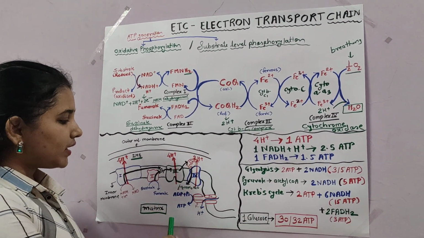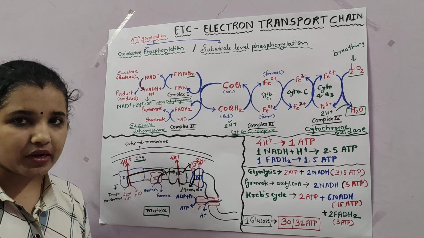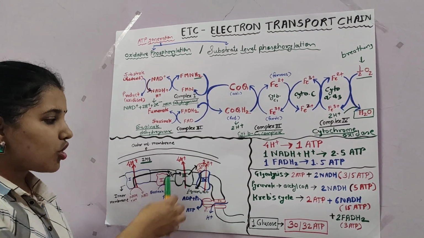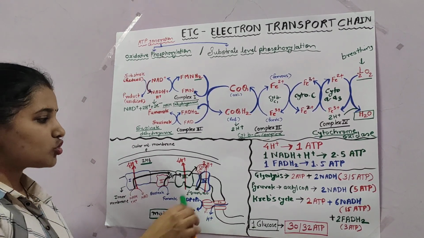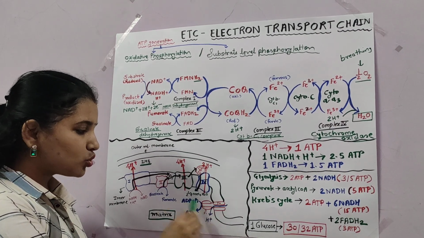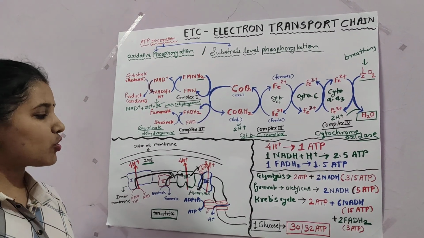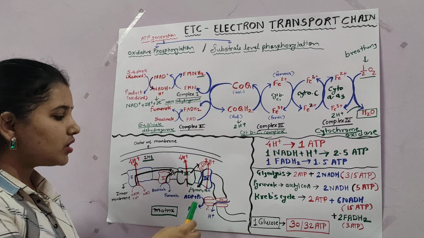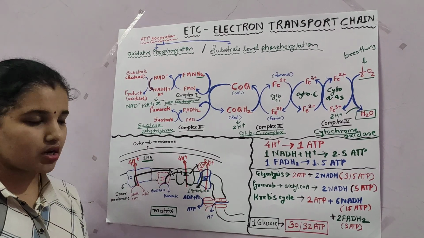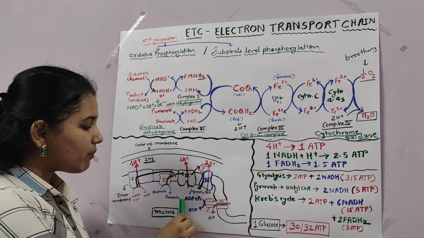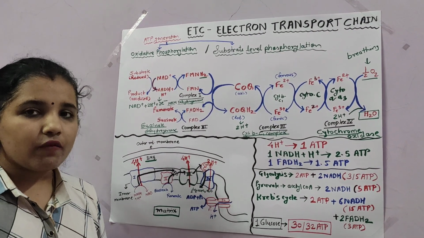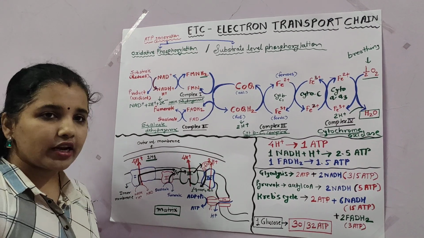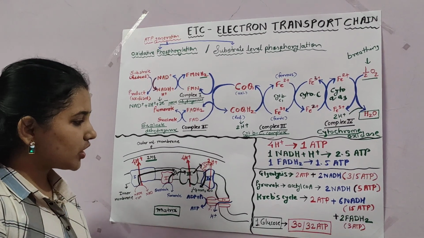Now, at last, the ATP synthase enzyme is present. ATP synthase harnesses the energy generated by this proton gradient and allows the protons to move from the intermembrane space to the mitochondrial matrix. It has 2 components, F0 and F1. And it synthesizes ATP by the phosphorylation of ADP. Phosphorylation means addition of a phosphate group to ADP, and by the phosphorylation of ADP, ATP is generated.